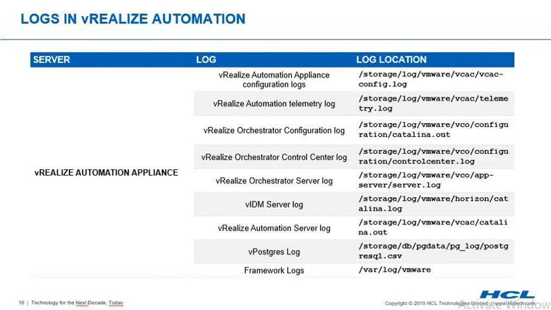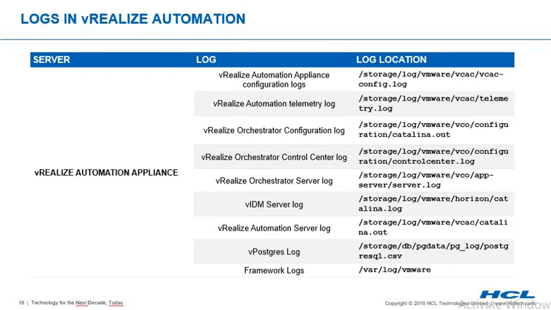Now during the deployment of the OVA or the OVF file of vRA, we give some configurations that need to be given during the installation of vRA over vSphere or vCenter. So all that configuration is stored in the vcac-config.log.